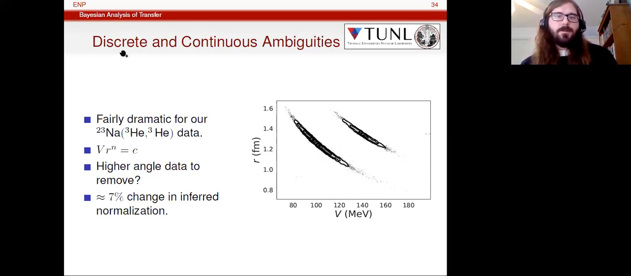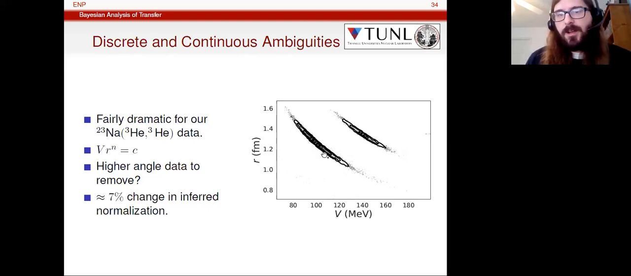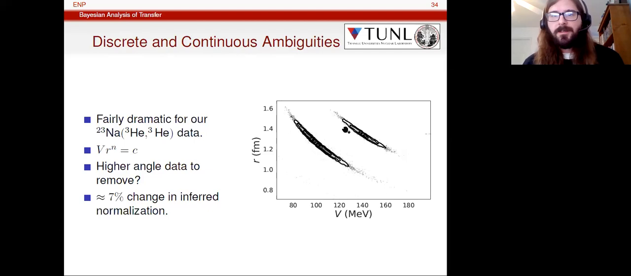So the discrete ambiguities are the fact that we see two of these blobs in this comparison between the depth and the radius. These two blobs are just all the samples from our calculation, and they each represent an acceptable solution to our problem. We can see that it breaks into two modes separated by some amount, and these two modes produce nearly identical cross-sections for our data.